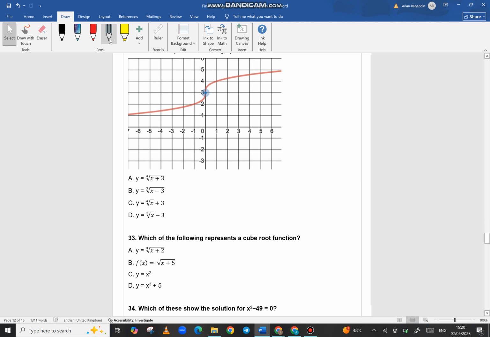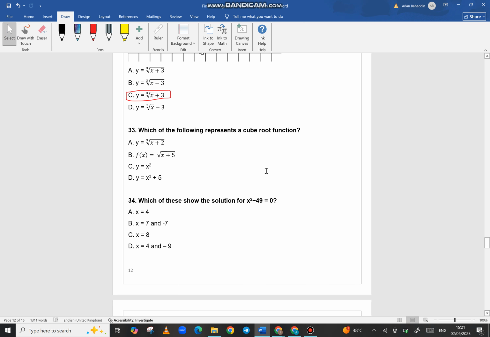Match the equation with the graph. We know it's going to be the cube root, so it can be any of these. Now, it's gone up by 3. We need a plus 3. Where do we need it? If it's going up, it needs to be outside. That is the correct answer. Which of the following represents a cube root function? There's your cube root. We don't even need to look at any of this.